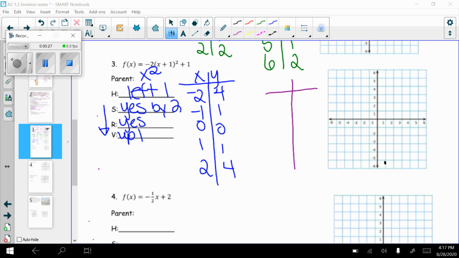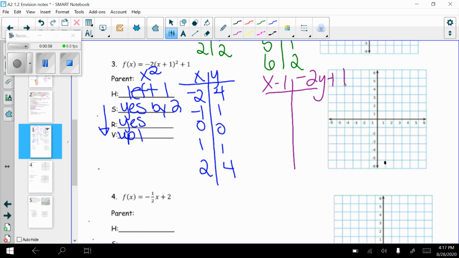Remember that the h is the only one that affects the x value. It was x plus 1 inside parentheses, so it always comes out opposite. So in our new xy table, it will become x minus 1. Our S, R, and V is what affects the y. The S and the R multiply the y, and then the V is added to it. And so we will have negative 2y plus 1.